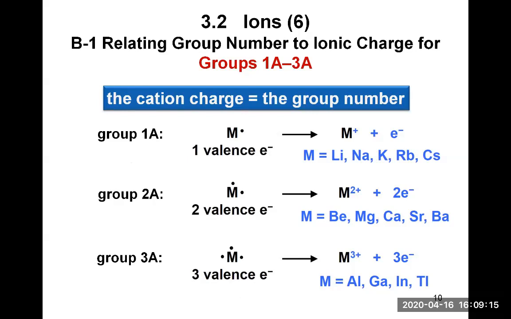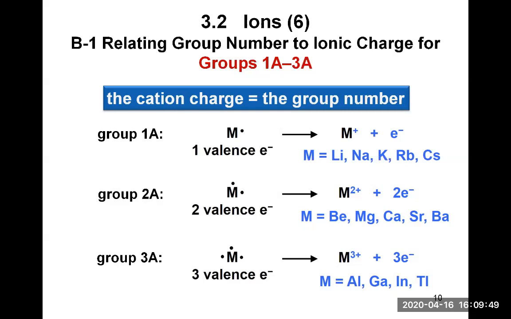And so the Lewis structure would show the metal element symbol with 1 dot. So M here represents the alkali metals, which are lithium, sodium, potassium, rubidium, cesium, and francium. And so they like to lose that 1 valence electron and become +1 ions by losing 1 electron. And so the alkali metals become +1 ions.